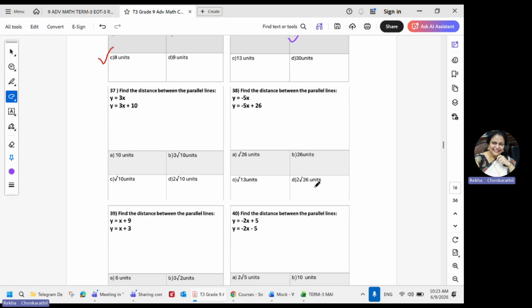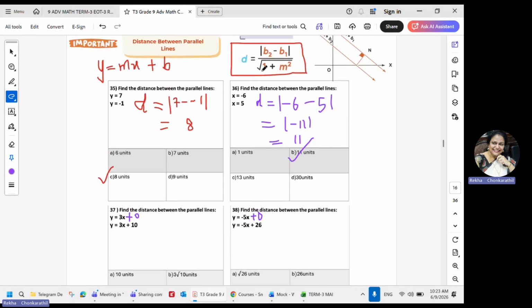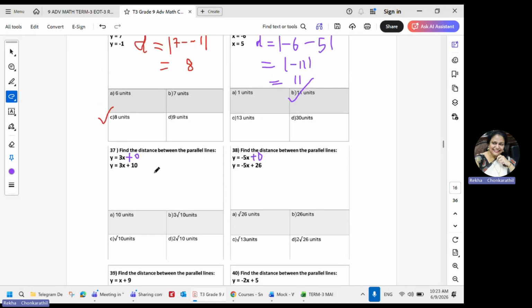In questions 36 and 37, you have it in the form y equal mx plus b. But you will be wondering, where is b? If there is no b here, you just write as 0. Here also there is no b, so we'll put it as a 0. Now we are going to use this formula. Now, what are the things we require? We write the things which we require.